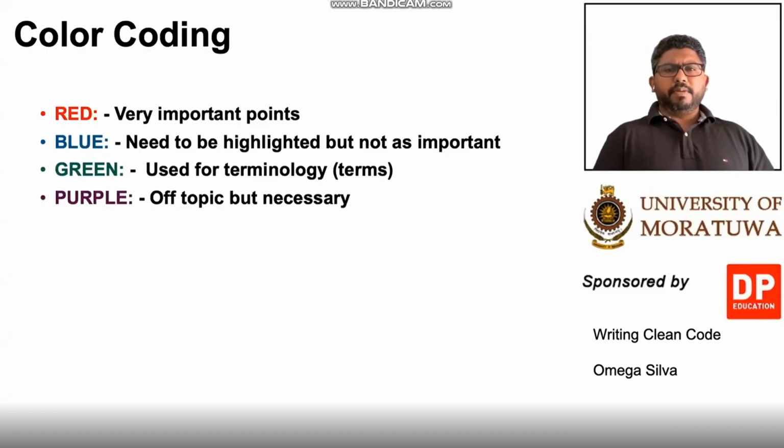Before we proceed, let's have an understanding of the color coding that we have used across this presentation. If you see red color text, that means they're extremely important. Blue is also important, so you have to pay attention to them as well. We have used green to indicate terms and terminology, whereas purple indicates slightly off topic, but content that is required to make a point.